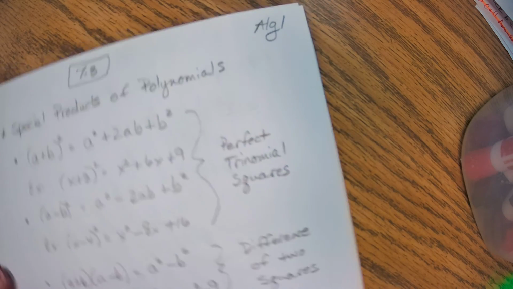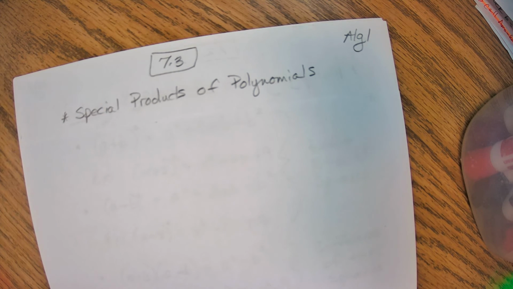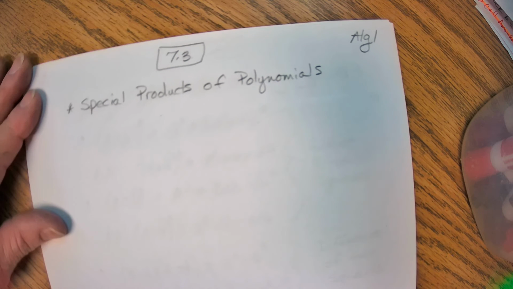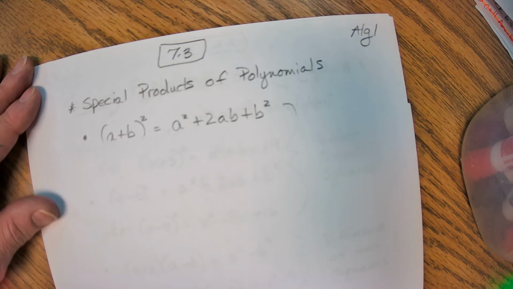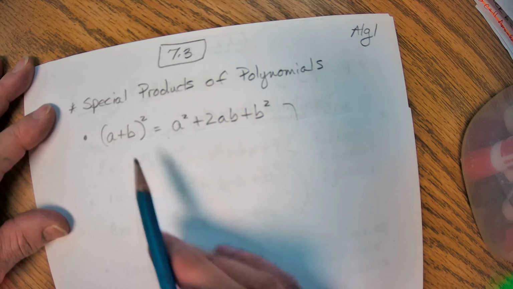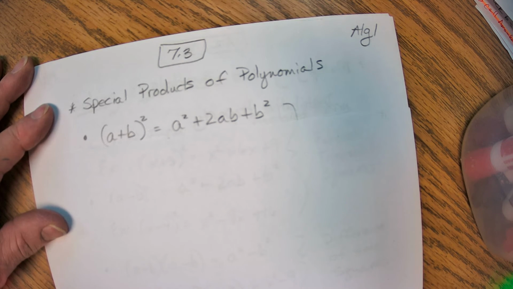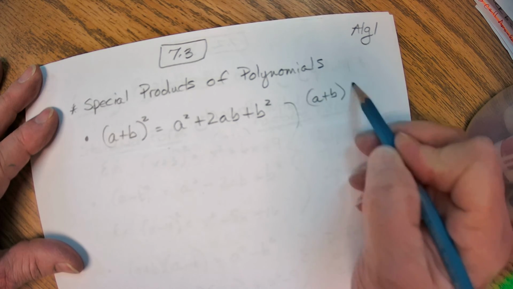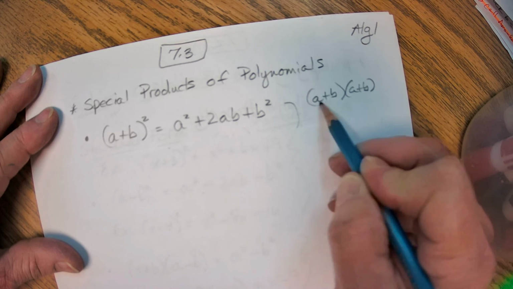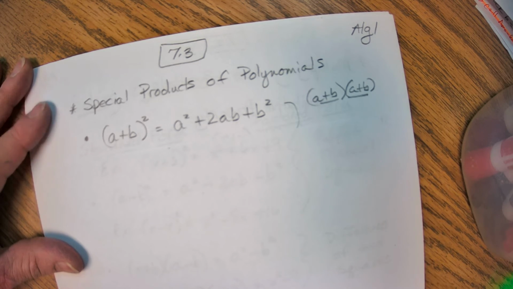And I think I'm going to go ahead and present 7.3 right now, just because it doesn't take very long to present the section. So this is 7.3, and we're talking about special products of polynomials. So if you're taking a binomial and you're squaring it, in other words, this is a plus b times a plus b.